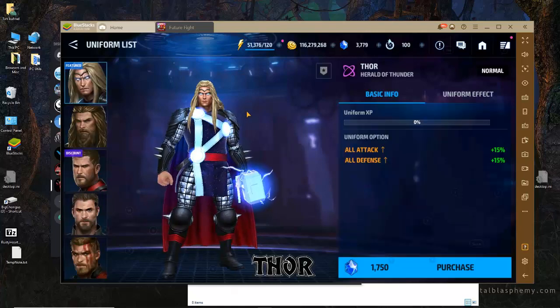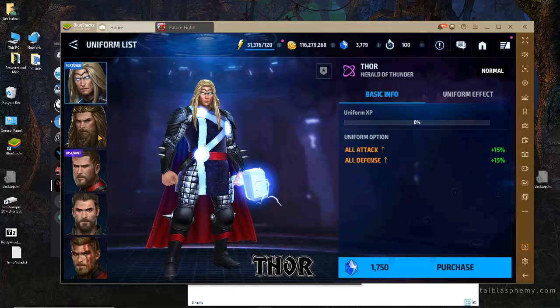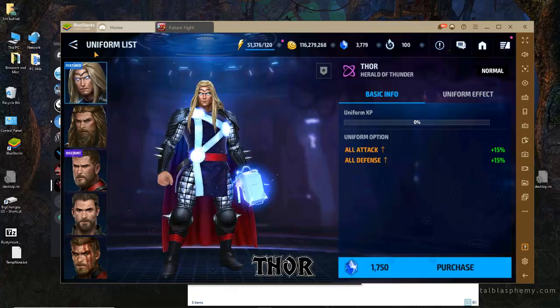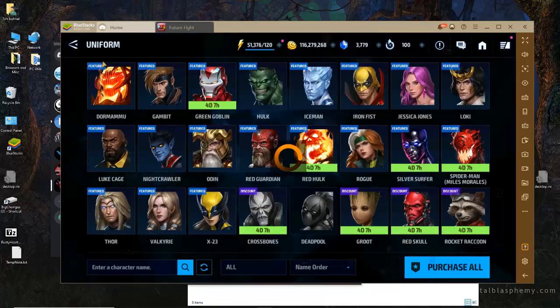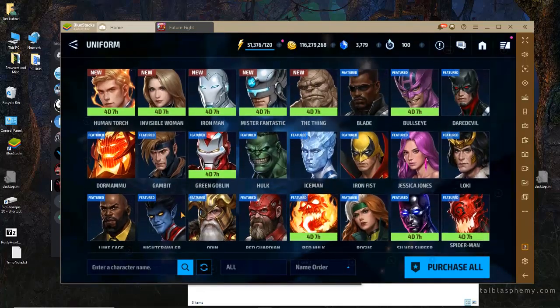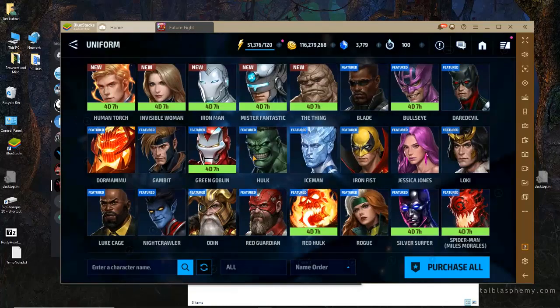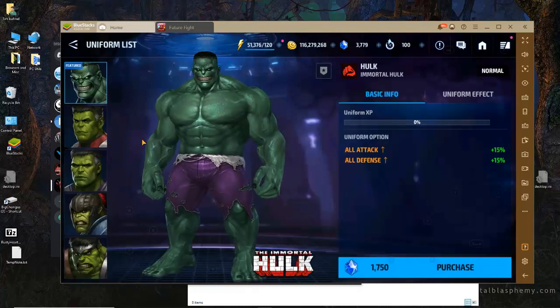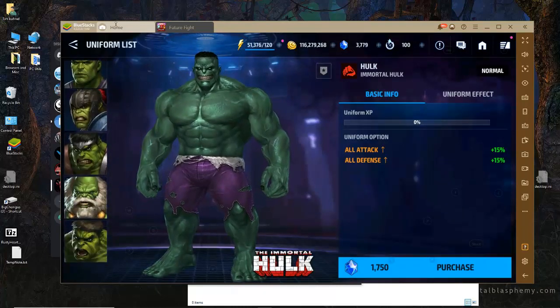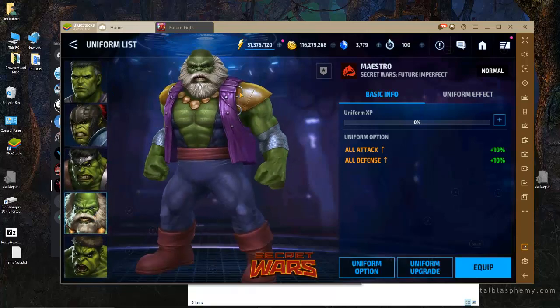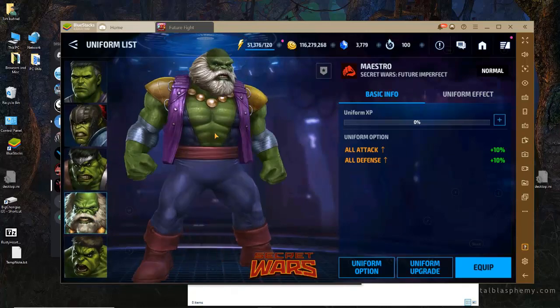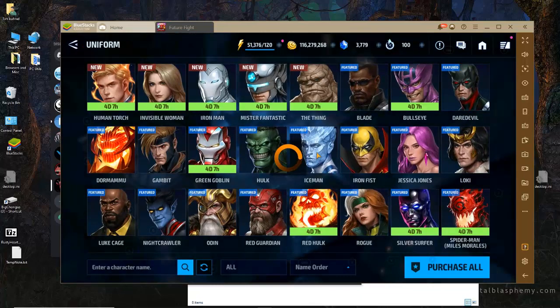Thor, if I know correctly, Herald of Thunder really bumps Thor up into being meta. I think this suit is extremely good for Thor. We have 2 Dormammus in Marvel Future Fight. Some games don't even come close to having Dormammu alone, let alone 2 of them. You get some Hulk skins we don't see in other games, like Immortal Hulk, which makes him a villain, and Maestro, which makes him a villain, although we do now have this in Marvel's Avengers. But yeah, kind of crazy.